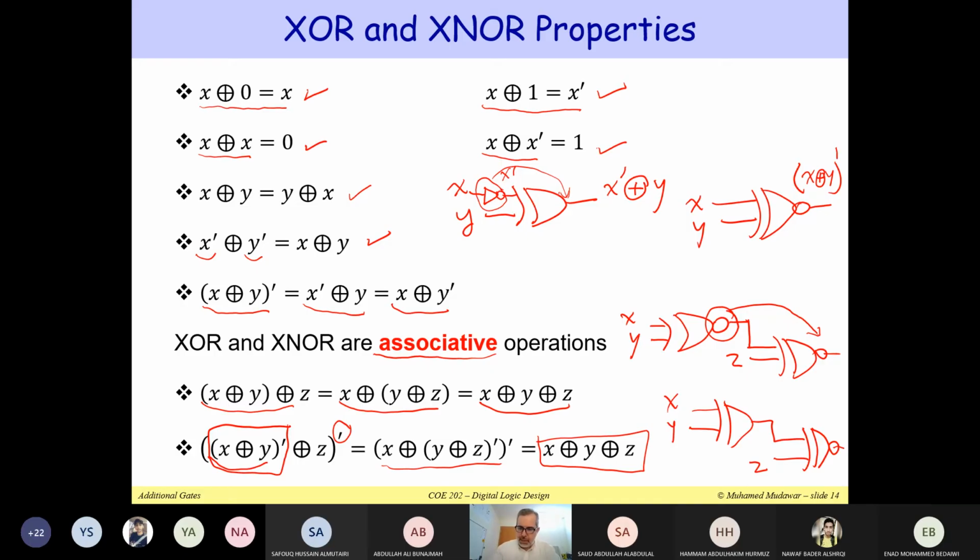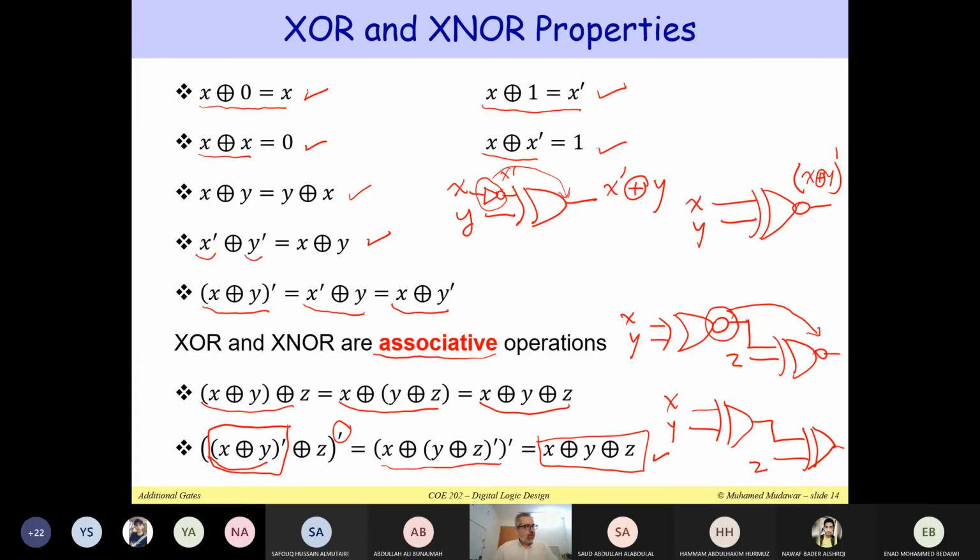I'm sorry, I made a mistake here. I should remove this bubble here. It is just an XOR gate. So basically, when you have an exclusive NOR followed by an exclusive NOR, you can convert it into XOR and XOR. So for this reason, I said that this will be equivalent to X XOR Y XOR Z. So you can remove these two bubbles if the output is inverted. So when you have exclusive NOR followed by an exclusive NOR, you can remove these two bubbles and it will be equivalent to exclusive OR followed by exclusive OR.